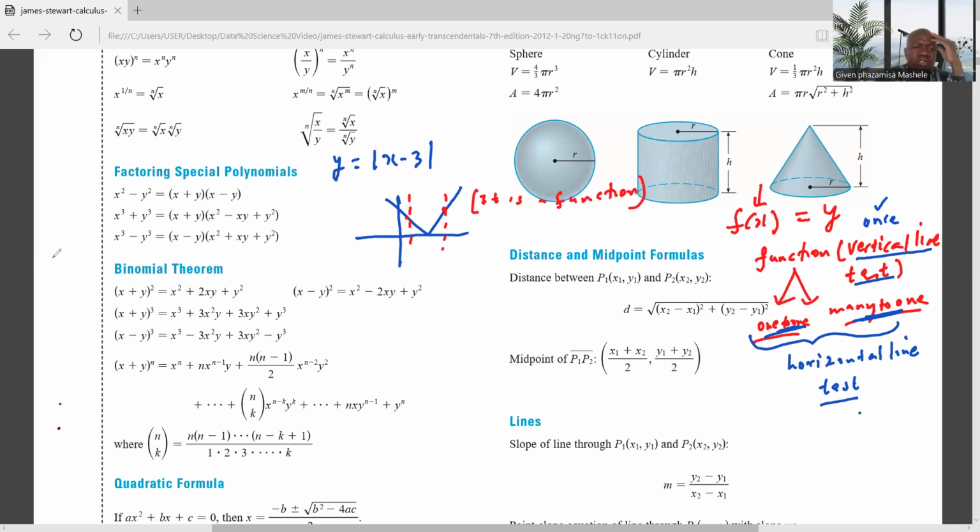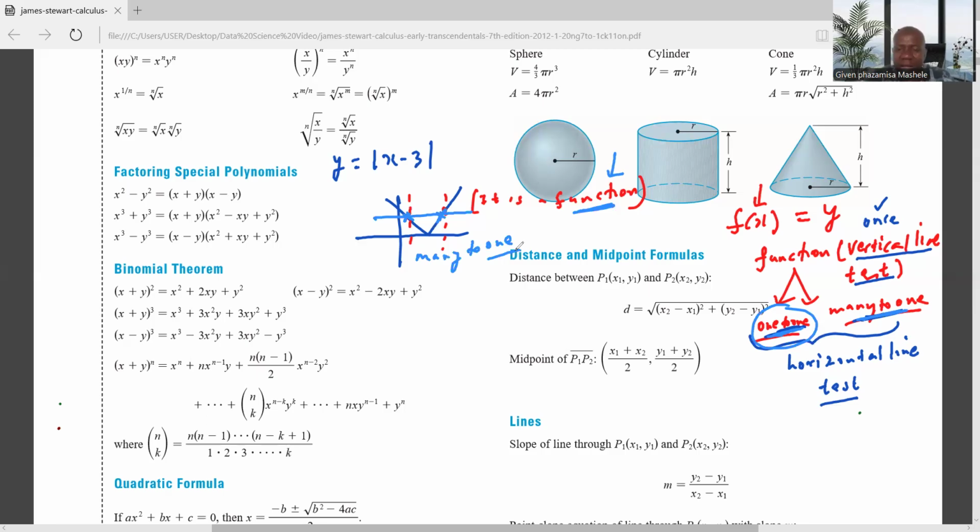But now my question is: if this is a function, what type of function is this? Is this a one-to-one or is it a many-to-one? Obviously, to check whether a function is a one-to-one or many-to-one, we use a horizontal line test. So you draw a horizontal line on the graph. If that horizontal line touches the graph more than once, then it means it's not a one-to-one, it is a many-to-one. So this is an example of a many-to-one function.